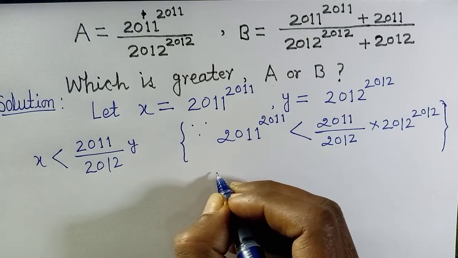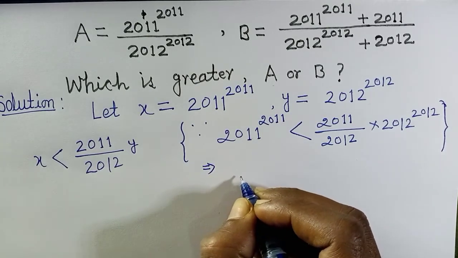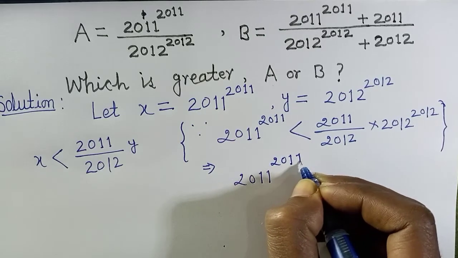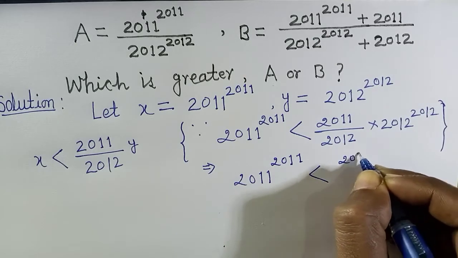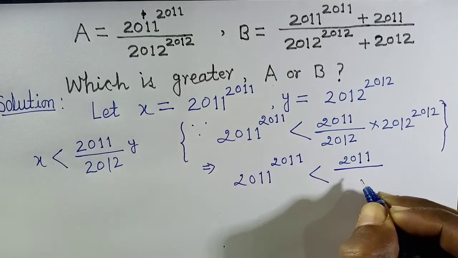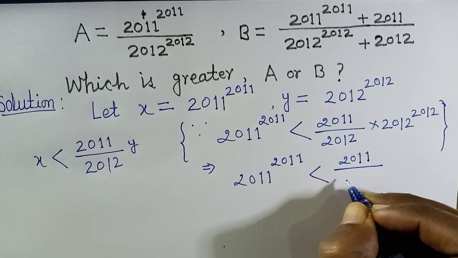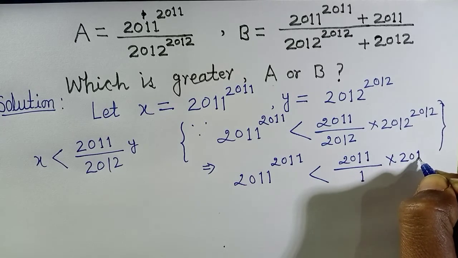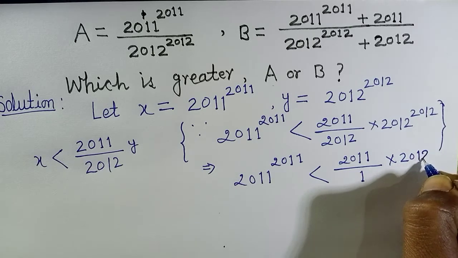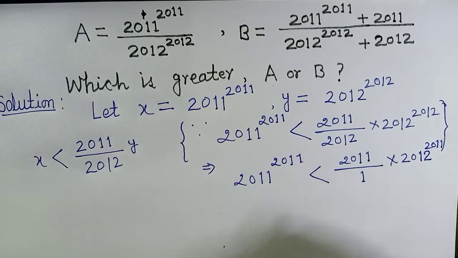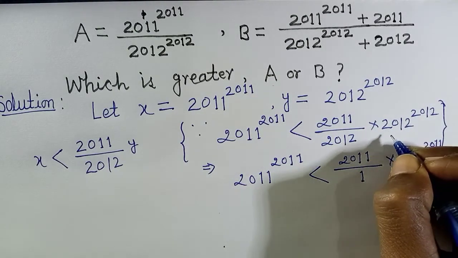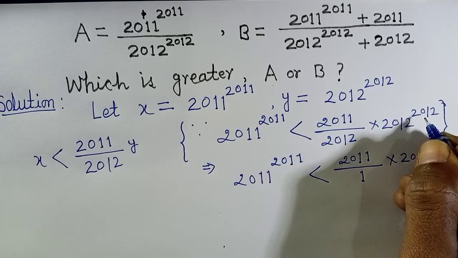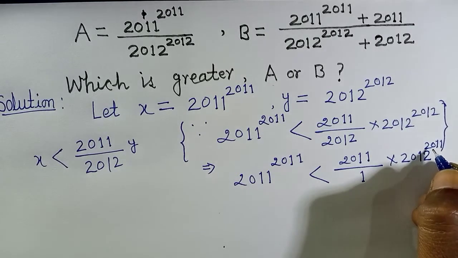So from here we get 2011 to the 2011 is less than 2011 over 1 times 2012 times 2011, because here is 2012 to the 2012 and in the denominator here is 2012, so one power will be cancelled out and we are left with 2012 to the 2011.